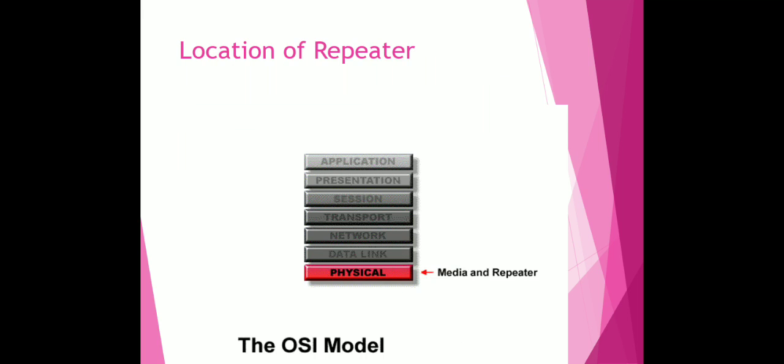Here, the location of repeater. It is located in the physical layer in the OSI model. A repeater is an electronic device that receives a signal and retransmits it. Repeaters are used to extend transmissions so that the signals can travel longer distances or be received on the other side of an obstruction.